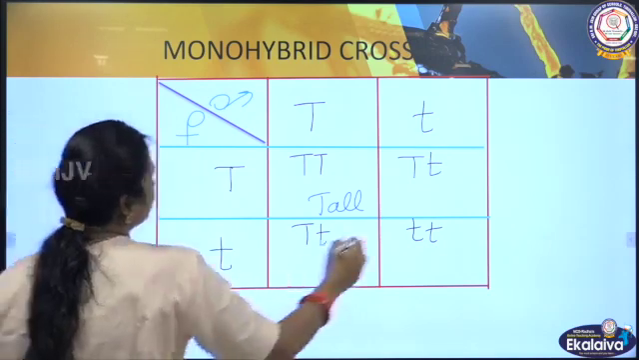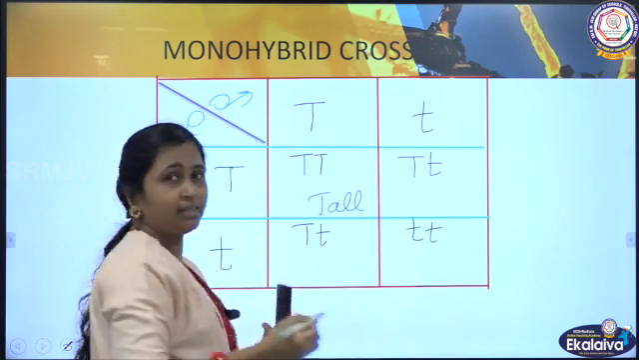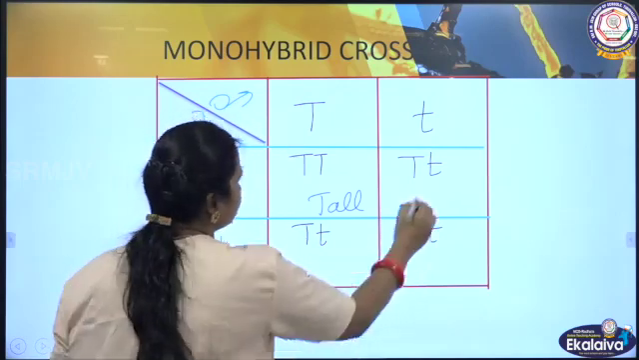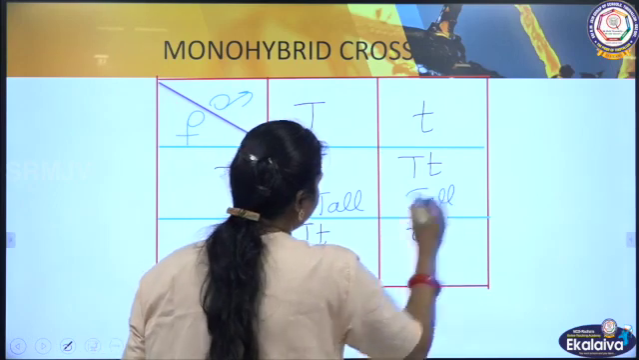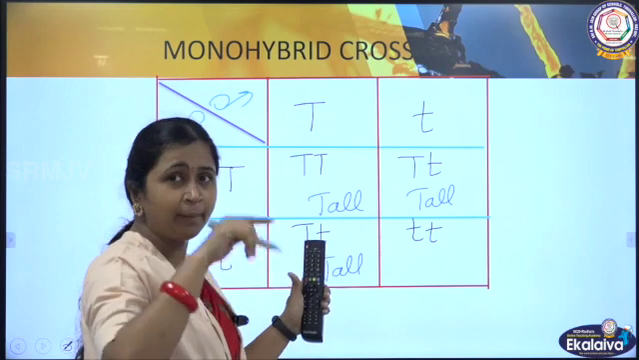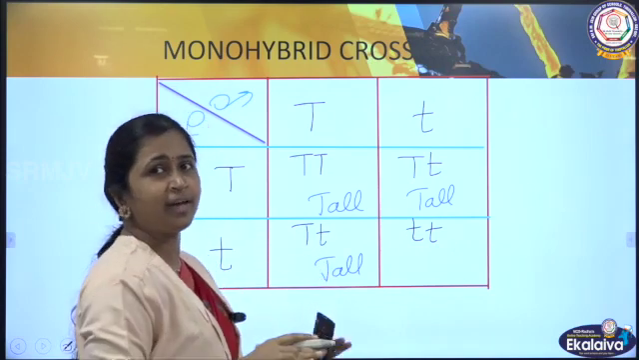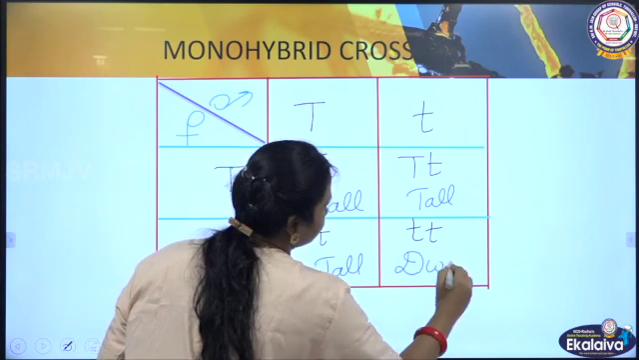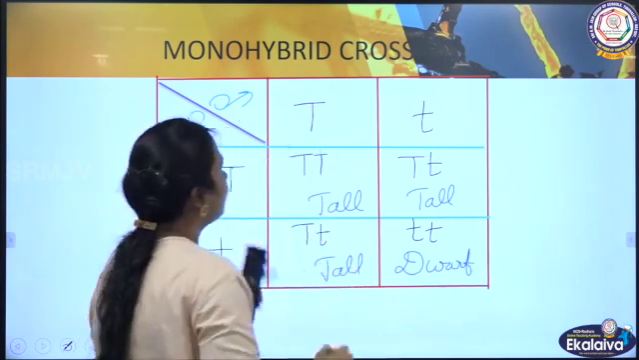So what will be the phenotype? Capital T, small t: homozygous or heterozygous? This is heterozygous. So it is tall. And this is also tall, because the dominant capital T will suppress the recessive character, dwarf. And this is dwarf. Okay, now it is ready.